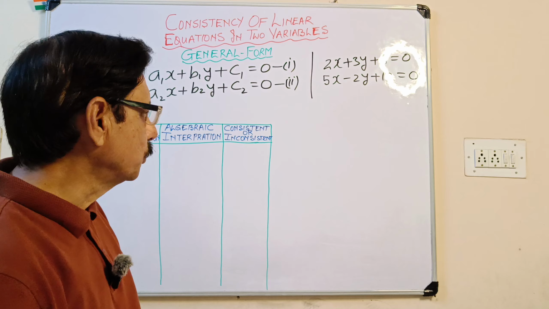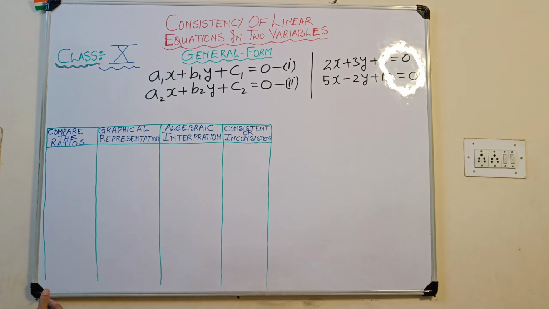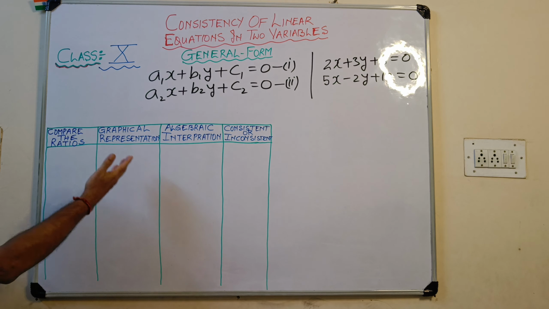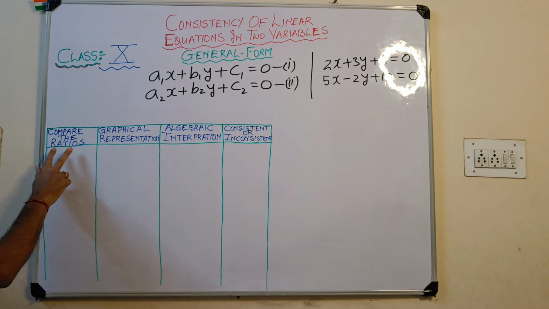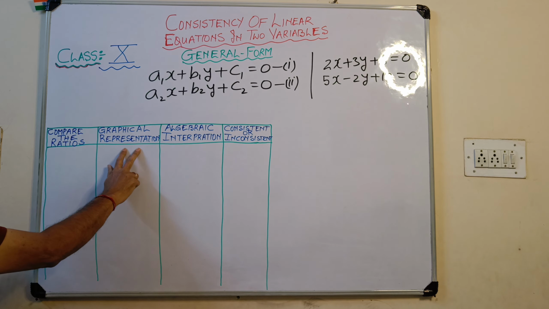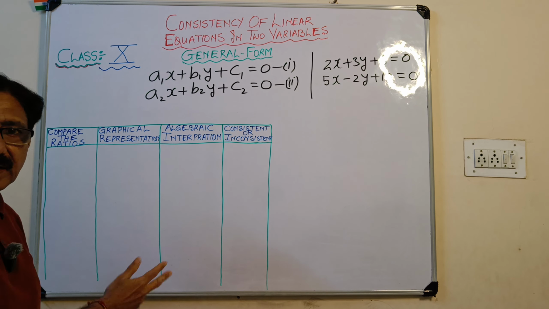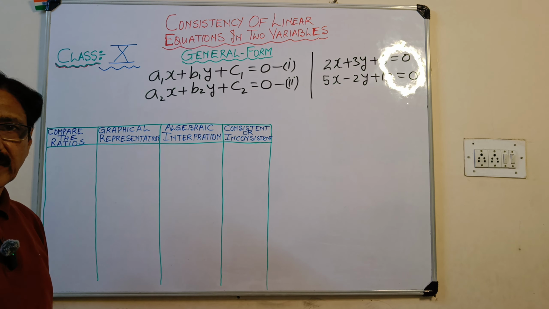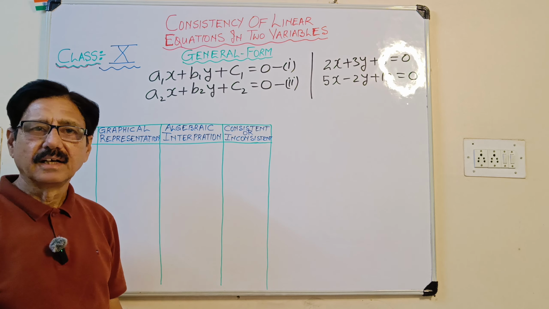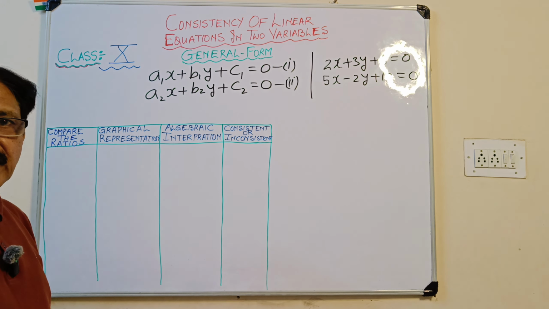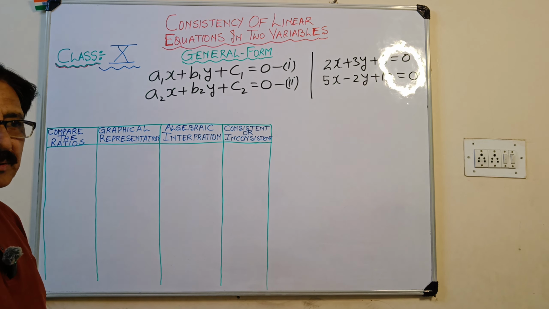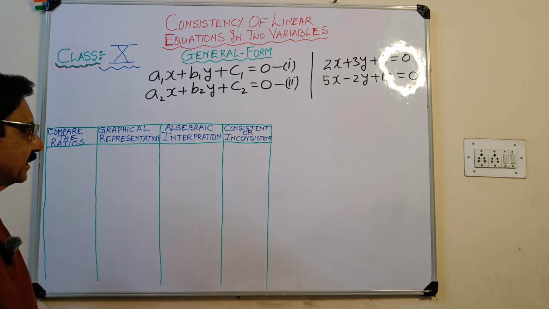So what we have to check here? There is a table, and here I have written some headings. We will compare the ratios. Here is the graphical representation, what type of solution you are going to get. So in advance, before solving, you first check it, and very easily you will know what type of solution you are going to get.